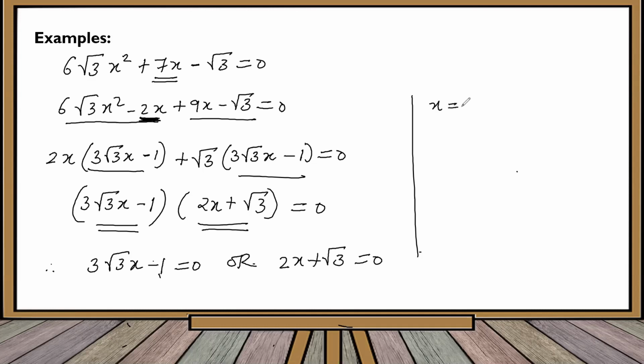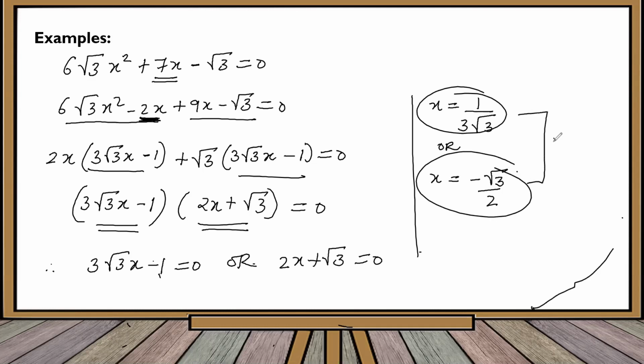So x can be equal to 1 upon 3 root 3, or x is equal to minus root 3 upon 2. So these are the two, you can say, zeros or roots or solutions for that matter of the given quadratic equation. Understood? Okay. Now let's move on to the next type of method, that is called completing the square.